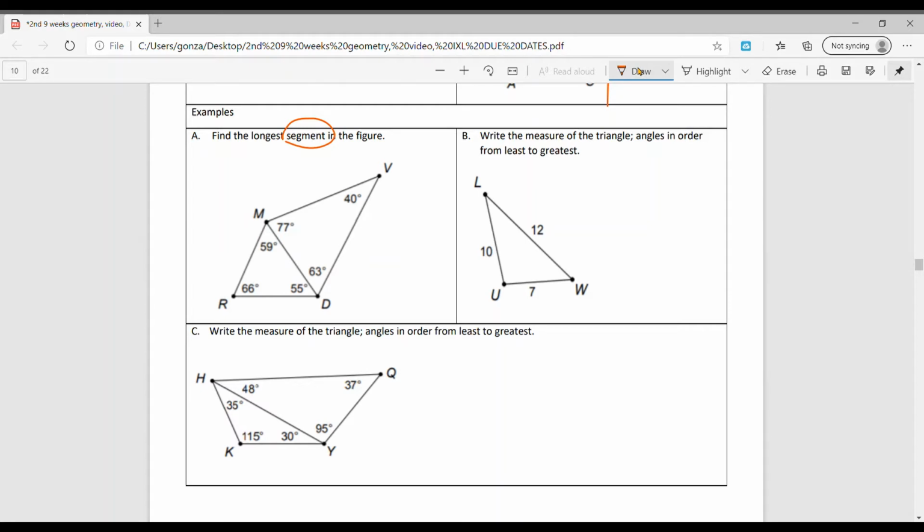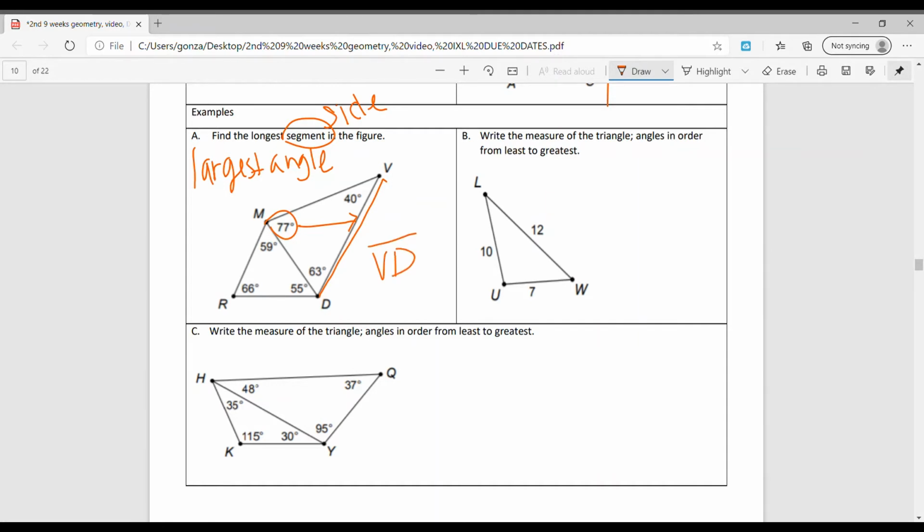Okay, so for the first example, it says to look for the longest segment in the figure, so we're looking for the longest side. To find the longest side, we also need to find the largest angle. Okay, so let's see. 77 is the largest angle, and the side opposite of 77 is going to be segment VD. So the longest segment is going to be VD.